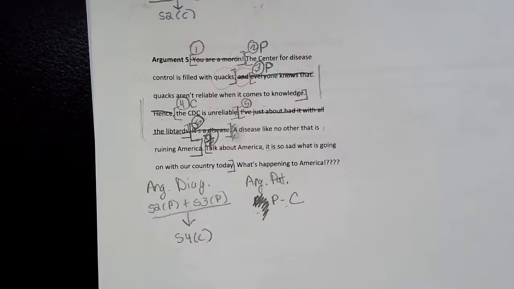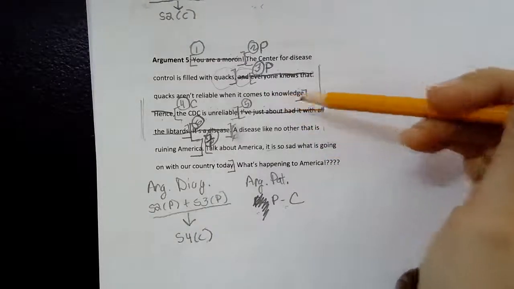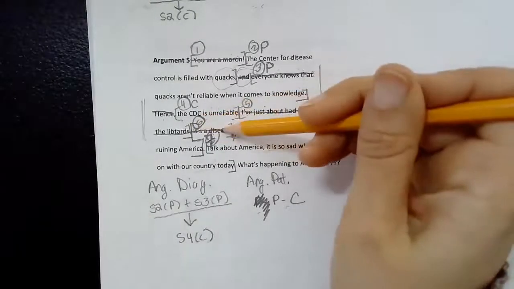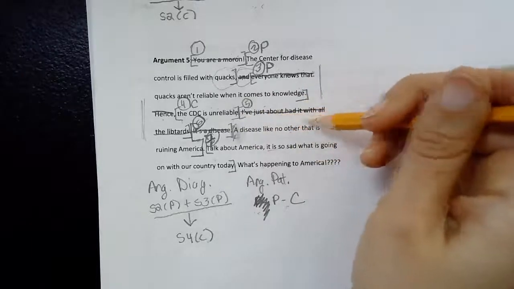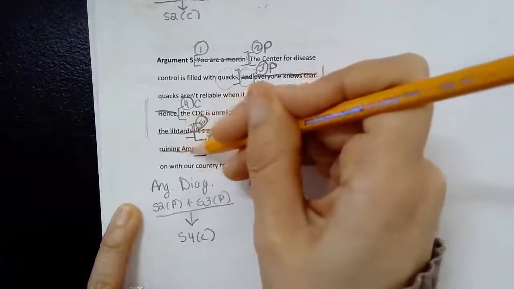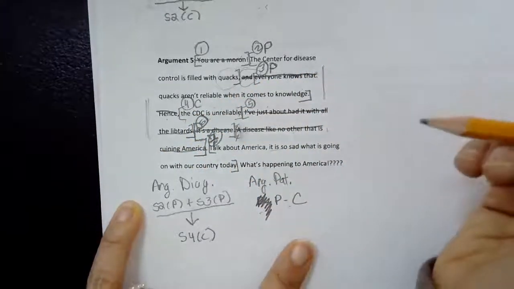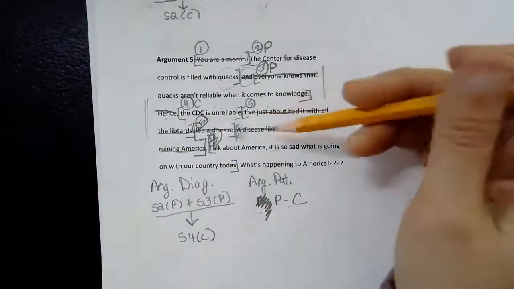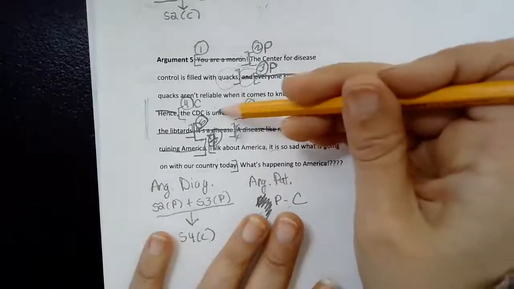So make sure you don't do that. Okay, so I've just about had it with all the libtards. It's a disease like no other that's ravaging America. So now they're just kind of going up and giving context or more opinions about what they think about a certain way of thinking. We already said that this has nothing to do with supporting the truth of the conclusion.